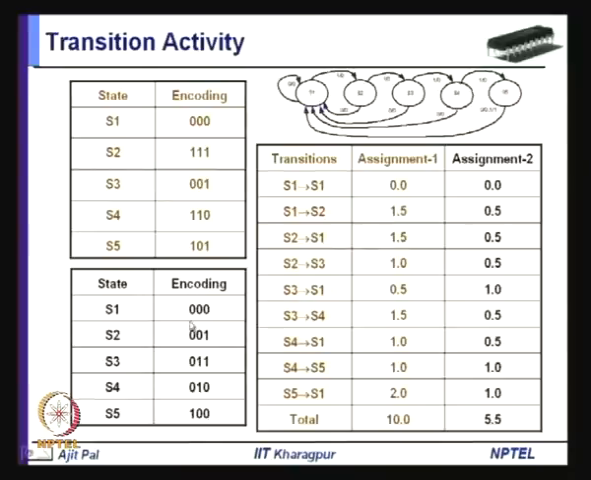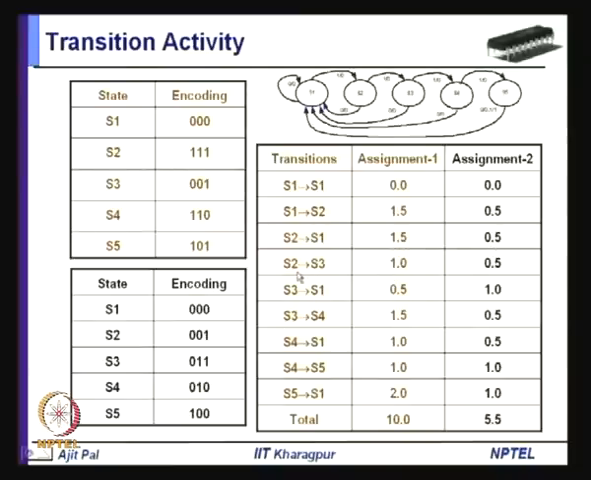On the other hand, for this code you can see the Hamming distance is only 1. So, transition is only 1. So, 0.5 into 1 is 0.5. So, for this transition for assignment 2, the transition activity is 0.5. Similarly, from S2 to S1, in this case the number of transitions is 3. So, for assignment 1, 0.5 into 3 is 1.5, and here it is 1 into 0.5, 0.5.